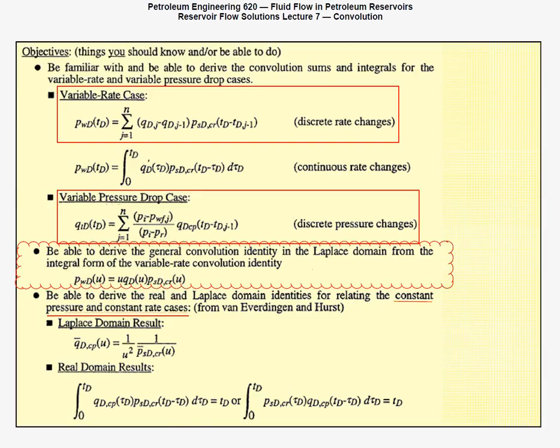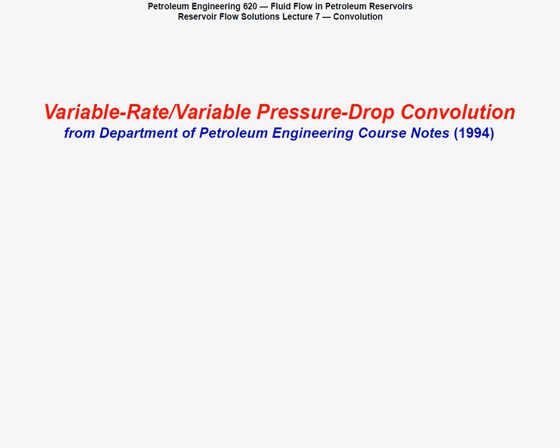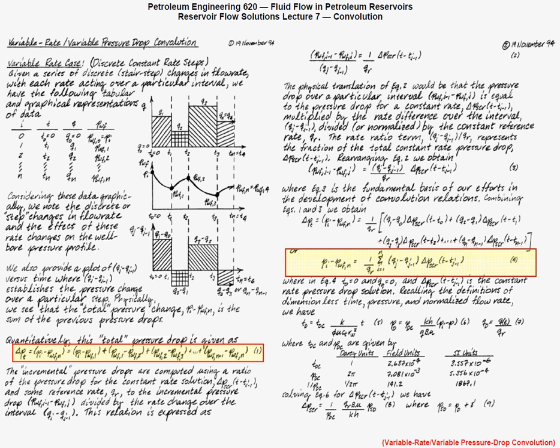So this variable pressure, the constant pressure, constant rate Laplace domain result comes in handy when you want to derive one solution or the other. Okay, so now we work our way towards deriving the variable rate convolution case. And in this case, we have a simple set of steps that look like this.